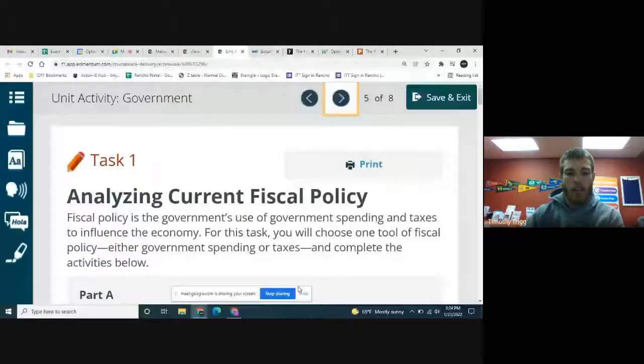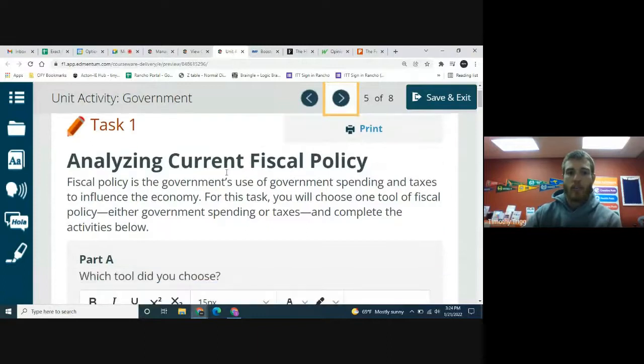So I hope you have the activity open. I'm going to go ahead and share my screen here. And the activity should look like this. I'm already on page 5 here, task 1. And we're going to go and read this. So please follow along as I read aloud. It says, fiscal policy is the government's use of government spending and taxes to influence the economy.